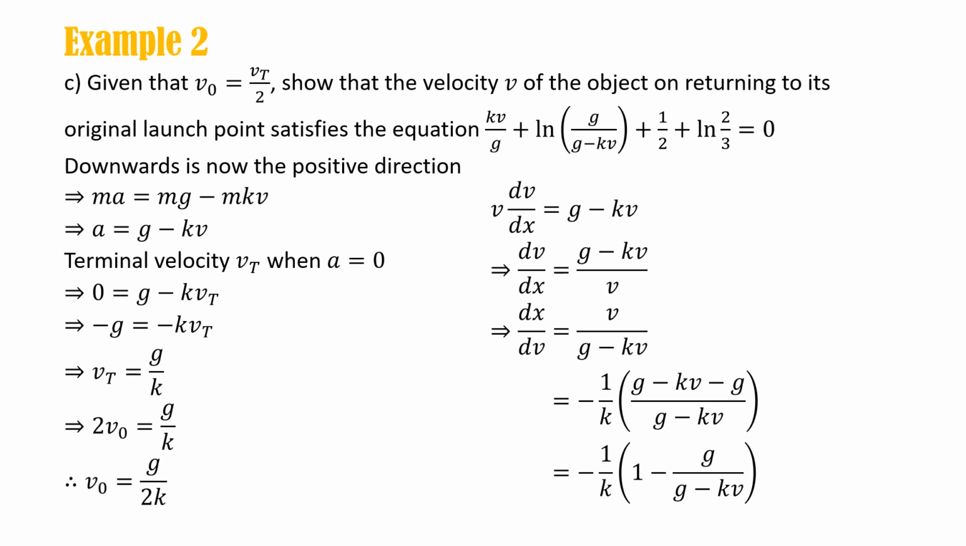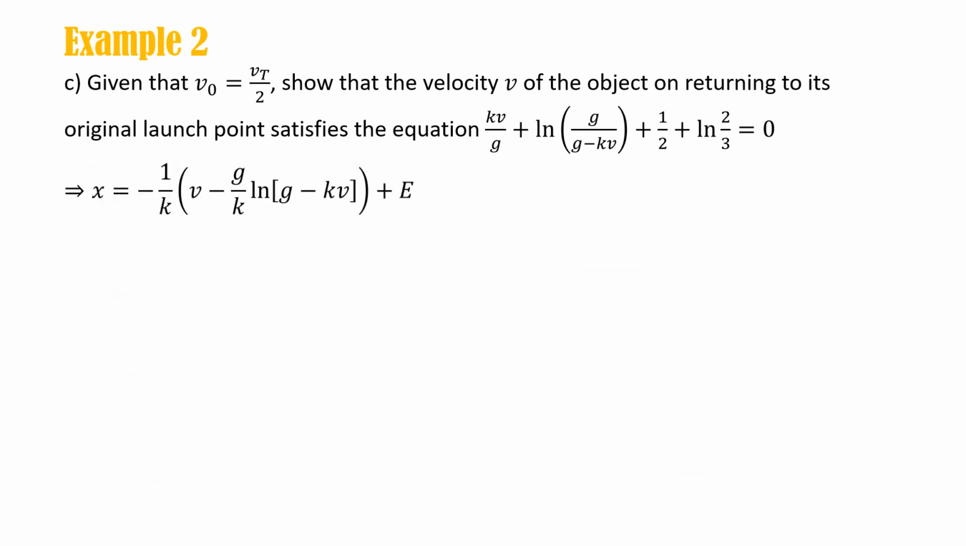So now if that's dx dv, we can integrate both sides to work out what x is going to be. The top of our fraction there is the derivative of the bottom, except it's multiplied by g and not by k. So what it really is going to have is a g on k factor in front of the natural log. So there is our displacement: x is equal to negative 1 on k lots of v minus g on k lots of the natural log of g minus kv plus another constant of integration, this time e.